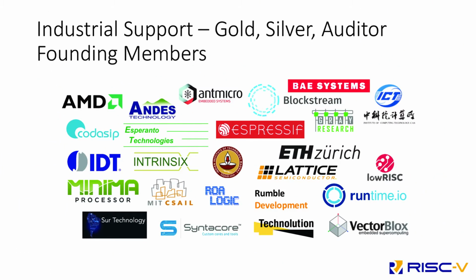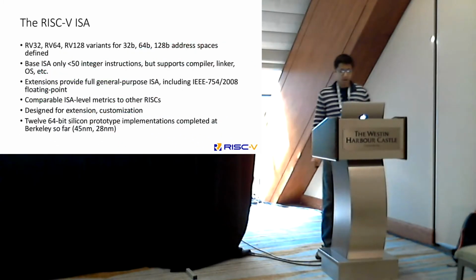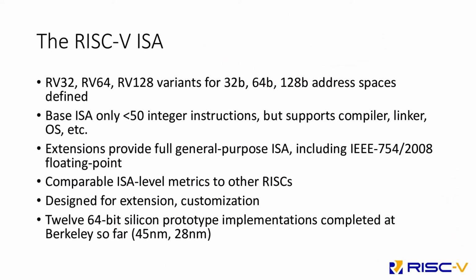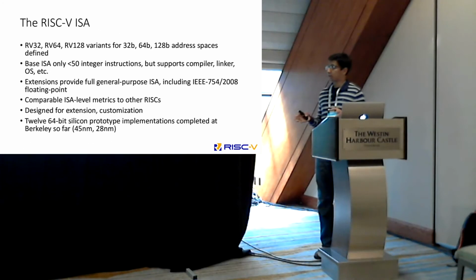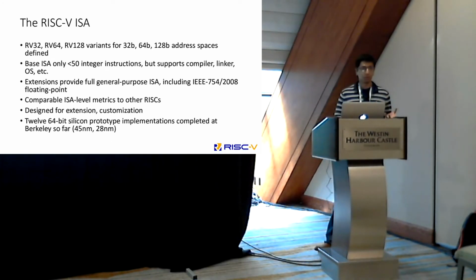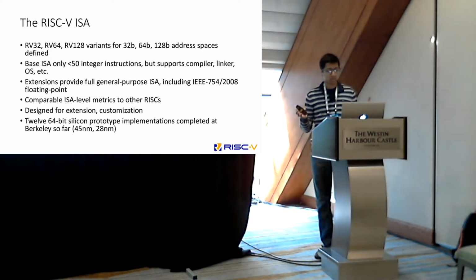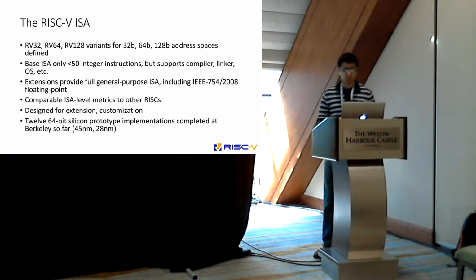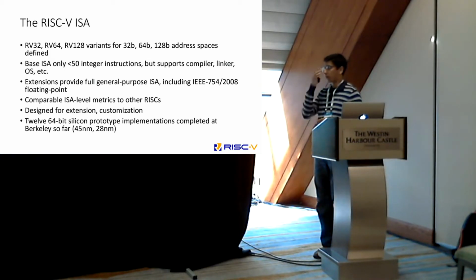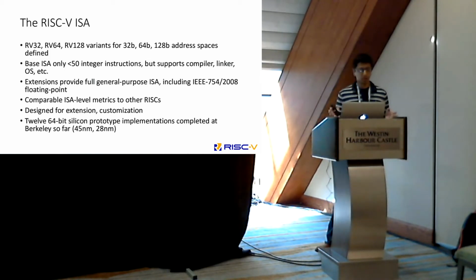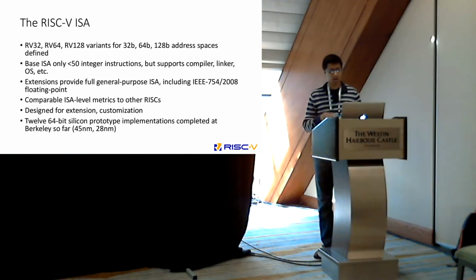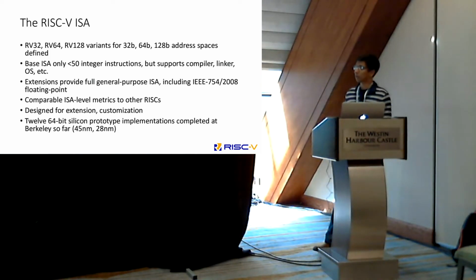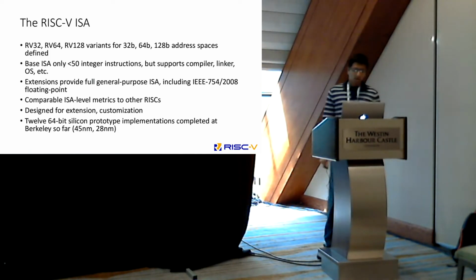So I'll talk quickly about the actual ISA itself. At the base, there are 3 different address space variants defined. There's 32-bit for embedded type systems, 64-bit, which is your current standard server class, desktop class machine. And then there's also a 128-bit address space provisioned in the ISA for future use and larger data center, global address space type environments.